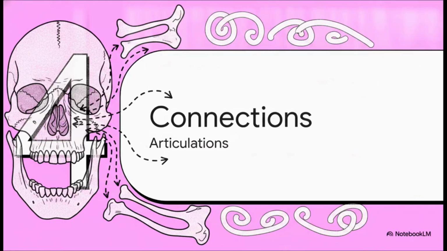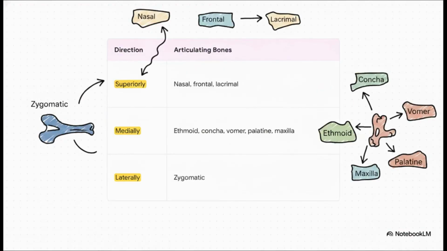Section 4. Connections and articulations. Okay, so let's look at the surrounding neighborhood. The maxilla is a massive connective hub. If we walk around its borders, it articulates with 9 different bones.